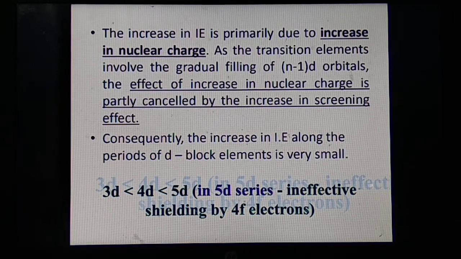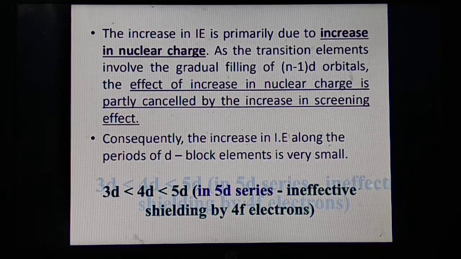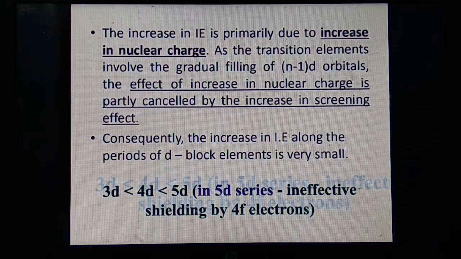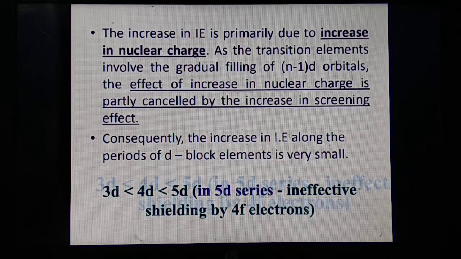3D, 4D, 5D series. Which series elements have the maximum ionization enthalpy? My dear children, the answer is the 5D series. In the 5D series, the ineffective shielding by 4f electrons, that is the screening effect, is very weak or poor. That's why the ionization enthalpy does not change much. The increase in ionization enthalpy is very small.